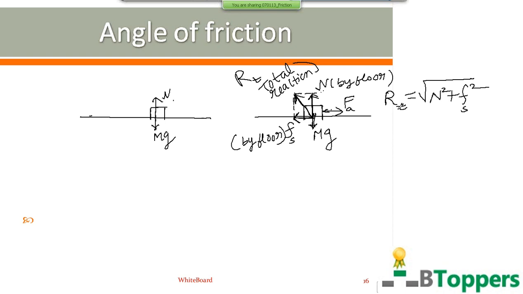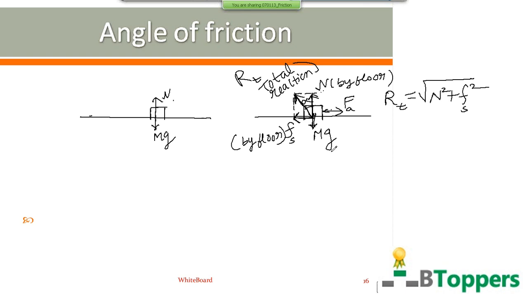So in general, when a block is placed in contact with a surface, the resultant of the normal reaction and frictional forces on the block by the surface in contact is called the total reaction force on the block by the surface in contact. This total reaction force makes some angle alpha with the vertical direction, with the normal reaction.